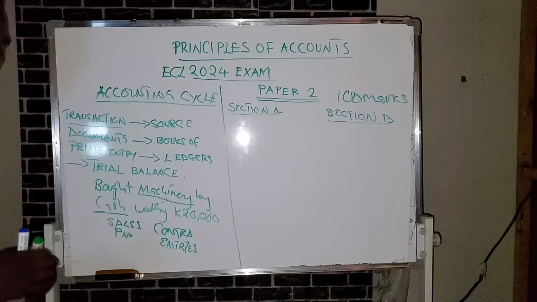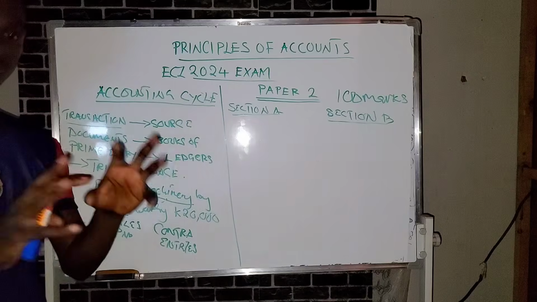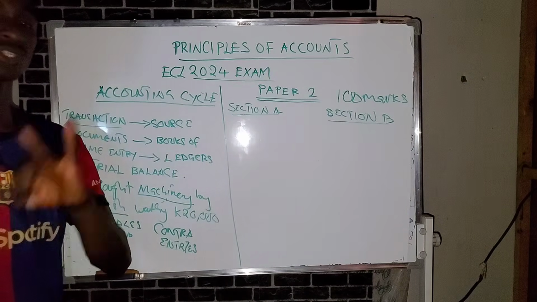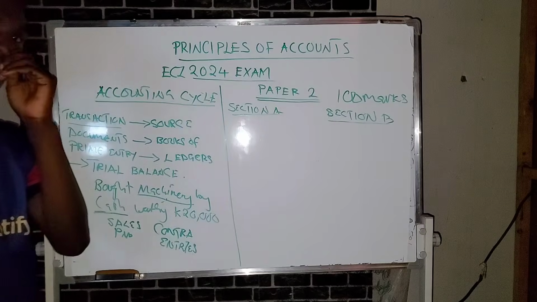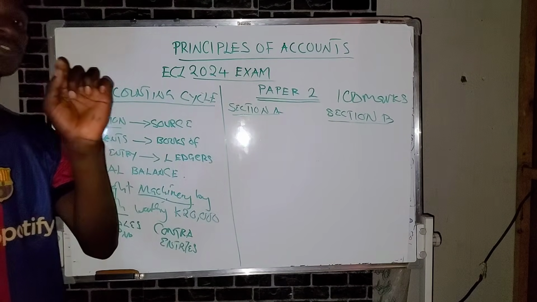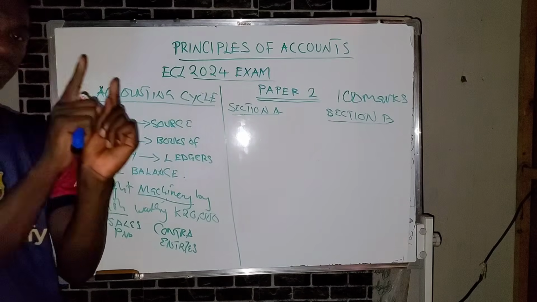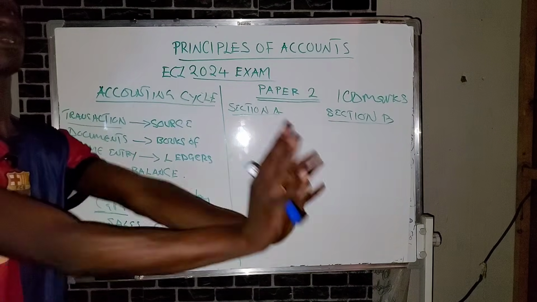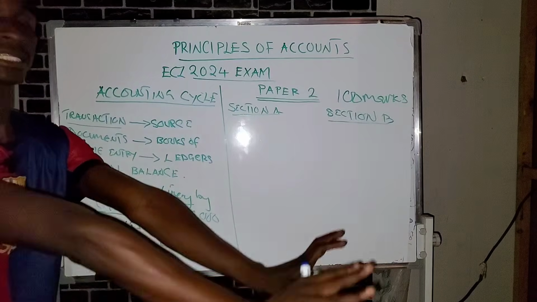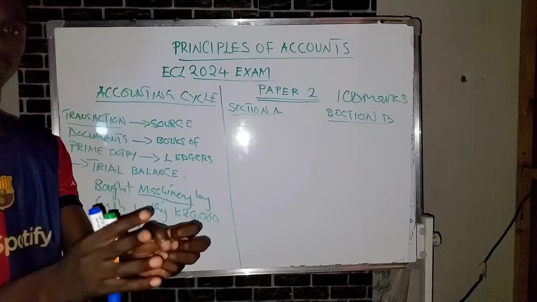Another contra entry is when you withdraw money from the bank for business use or office use. That is a contra entry. Don't mistake business use and personal use. Business use and office use means that the purpose of that money you are withdrawing is for the business. Maybe you want to buy more stock. Are we together?